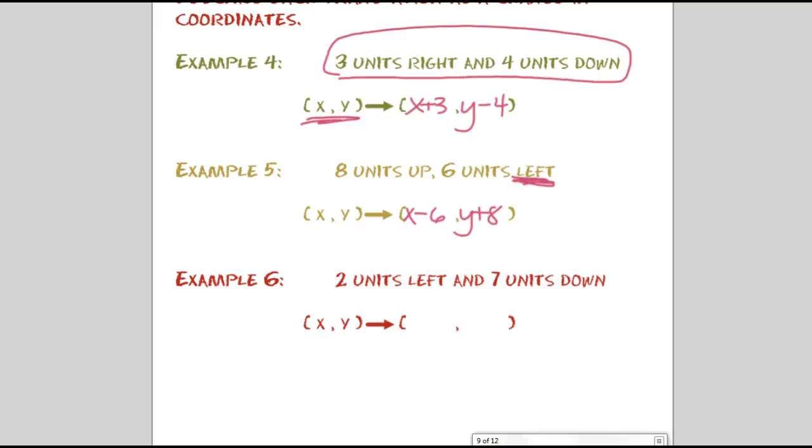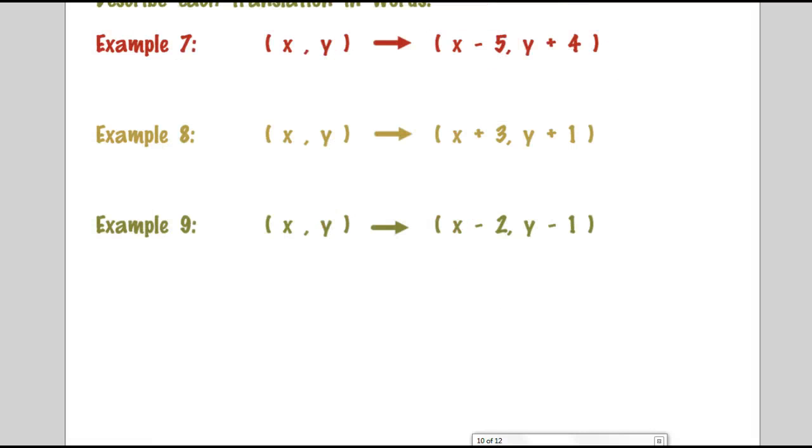Betty, 2 units left and 7 units down. Okay, we are going 2 units left. What happens to x? We're going that way, backwards. Okay, by how much? 2. So x minus 2. Come on, Betty. Okay, and 7 units down. What do I write? I know you know it. Everyone's waiting. Y minus 7. Okay, moving on.